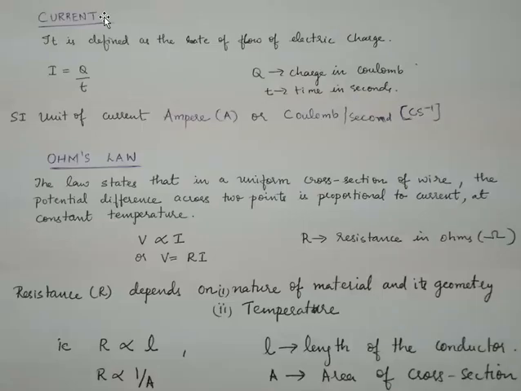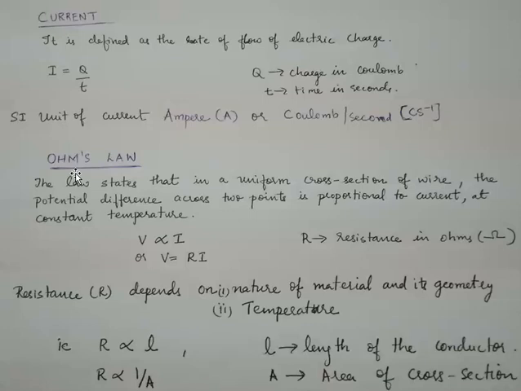Now going to current, it is defined as the rate of flow of electric charge, that is I is equal to Q by T. The SI unit of current is ampere or coulombs per second.